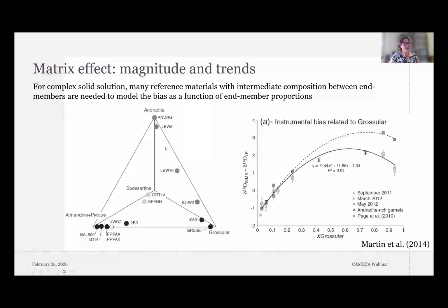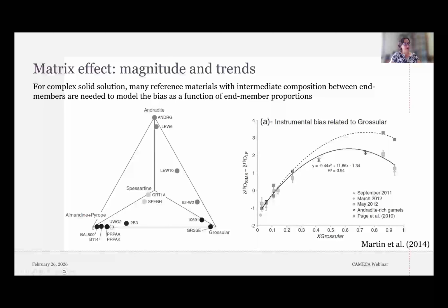When we deal with complex solid solutions, so mineral groups with a lot of chemical complexity, then we really need to develop several reference materials with intermediate composition between the end members of the solid solution to model the bias as a function of the end member proportion. So here is just an example of garnet. It's a complex solid solution between an iron 3 plus end member, iron 2 plus, magnesium, calcium, and manganese.